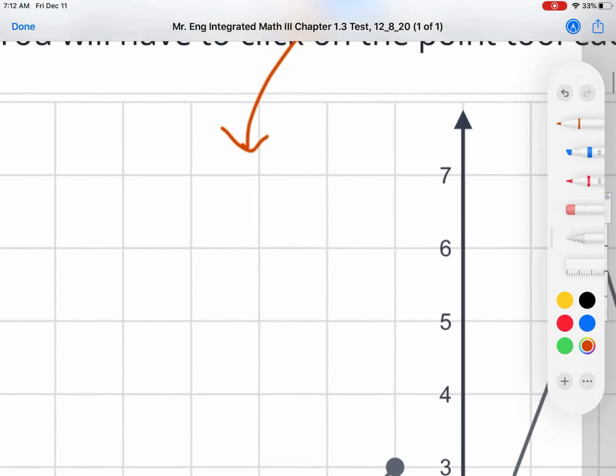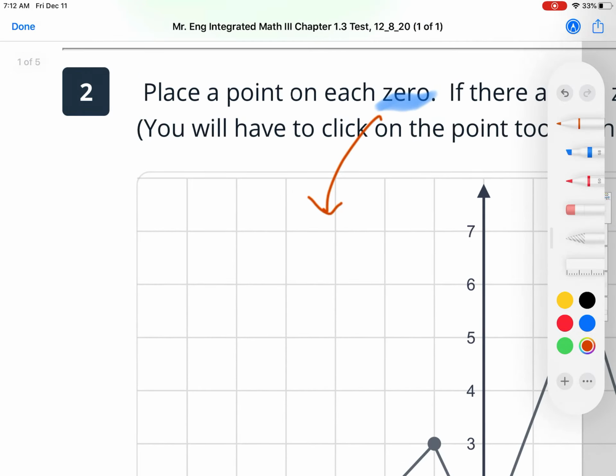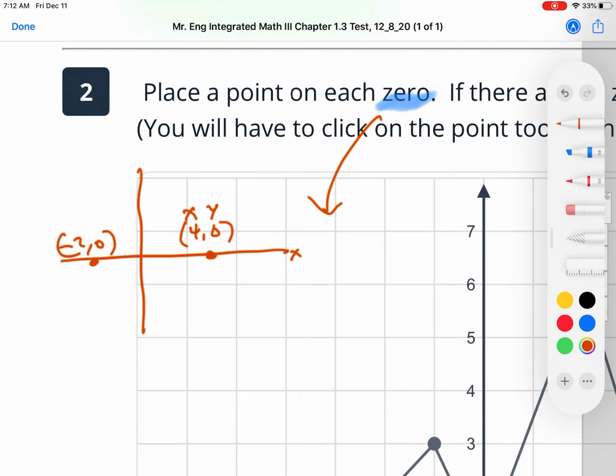A zero, I'll just show it to you graphically, is where it crosses the x-axis. And if you had to pick a point, let's just say (4, 0), you'll see that the y value is 0. So any point that I add here, like this one, (-2, 0), it is a zero. Basically it's an x-intercept. They also call these roots.